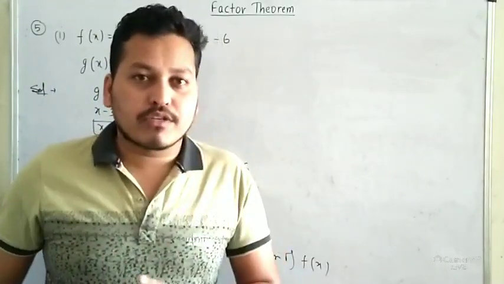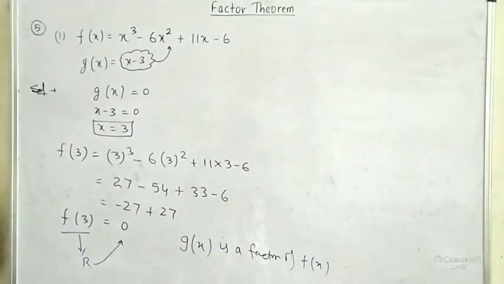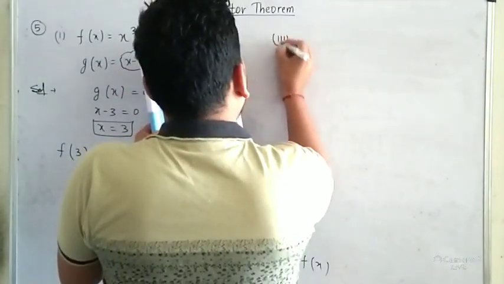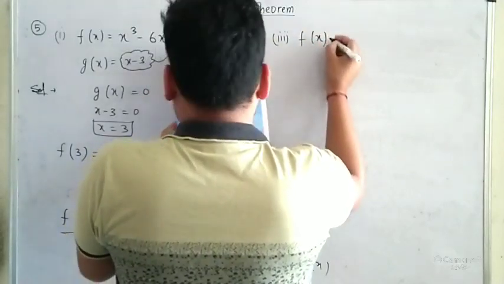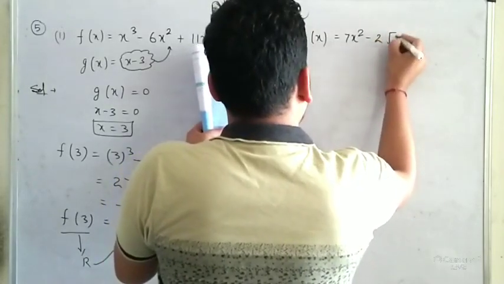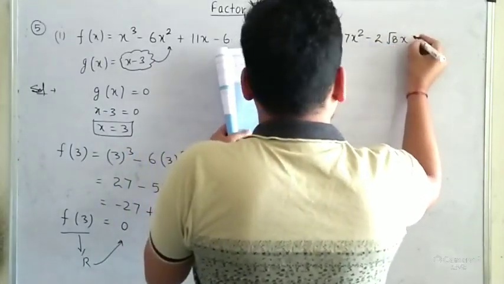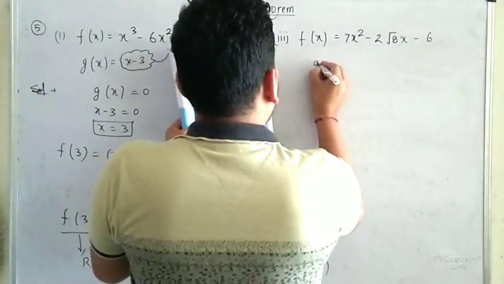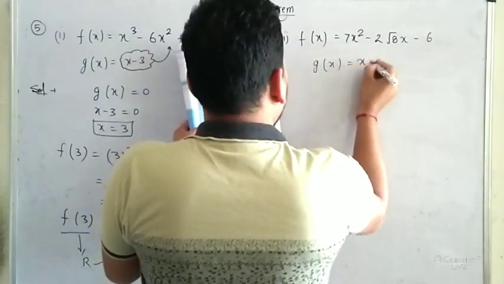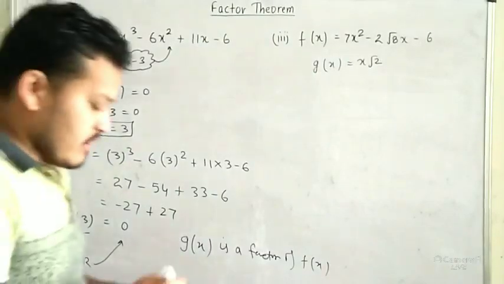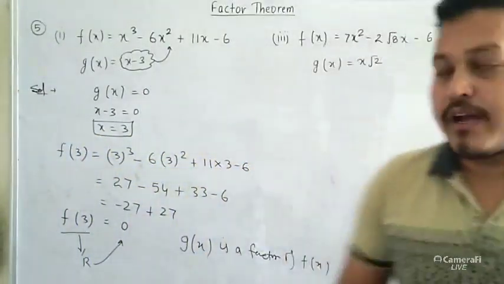Okay, next, one more I am taking from the same exercise, the third part of the given expression. Third one is f(x) is equal to 7x squared minus 2 root 8 x minus 6, and g(x) is equal to x root 2. Same here, find whether g(x) is a factor or not.